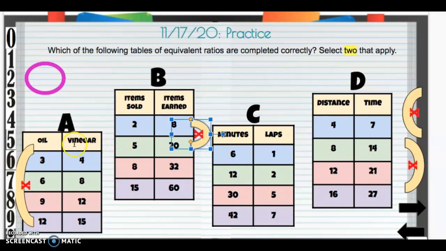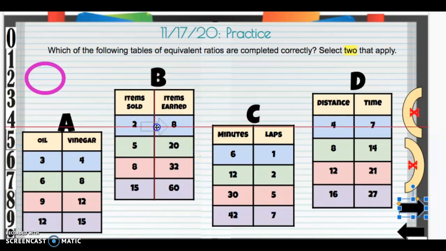So let's see, can I go 8 to 20? 8, 16. No, I cannot. So it's not going down. So it must be going across. So 2 times what gives me 8? 2 times 4. So let's see if 5 times 4 gives me 20. Yes, 5 times 4 does give me 20.